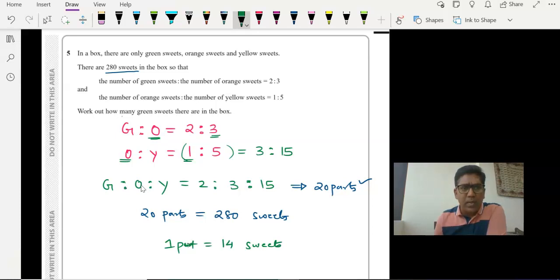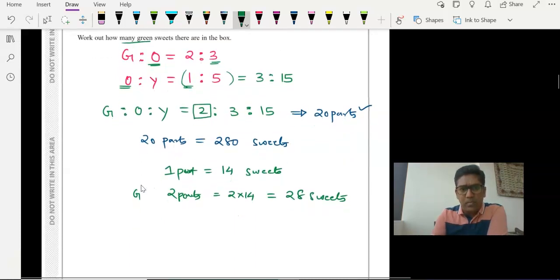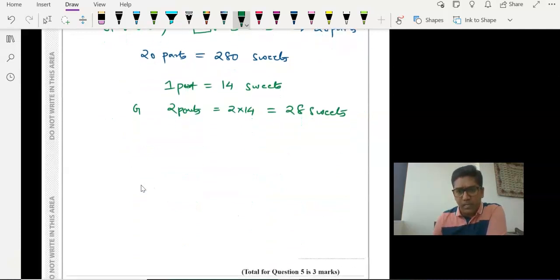Okay, once you know one part, it is easy. They're asking me to find how many greens are there. So if you look, we have total green only 2 parts. So the number of green sweets is 2 parts, that will be 2 times 14. So you have a total of 28 sweets in the box which are green. Moving to the next one.